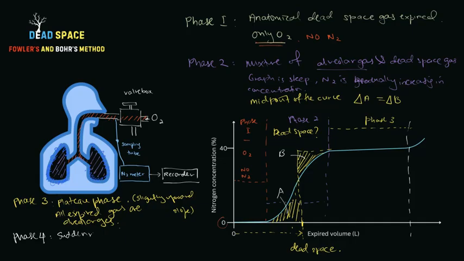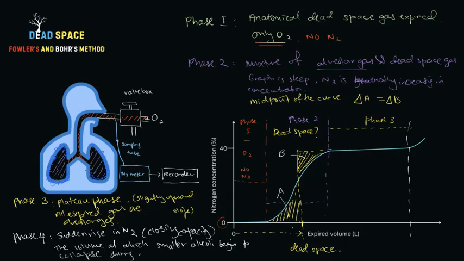Next, when the subject continues to exhale, reaching maximum expiration, there will be a sudden rise in nitrogen. This will correspond to closing capacity. It is the volume at which smaller alveoli begin to collapse during expiration. So when they collapse, it pushes nitrogen out of the collapsed alveoli, giving this steep and small upward rise at the end of phase 4.